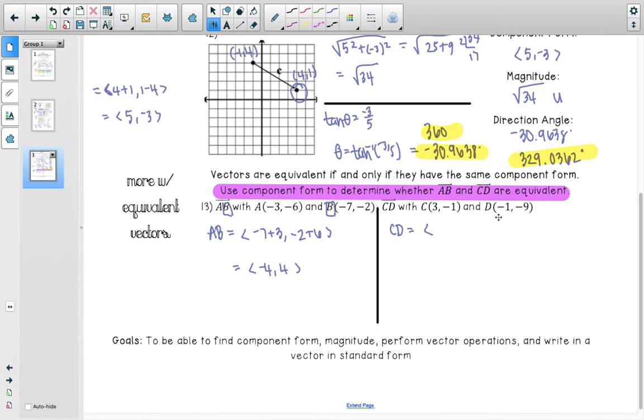It's not funny. You're going to do -1 minus 3, and you're going to do -9 minus 1. That makes it -4 and -8. If these were the same, say if this was -8, then they would be equivalent. But because the last term, the B, is not the same, they are not equivalent.